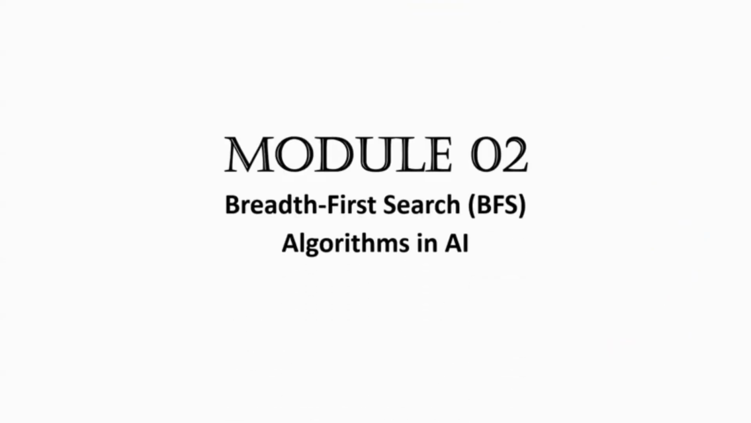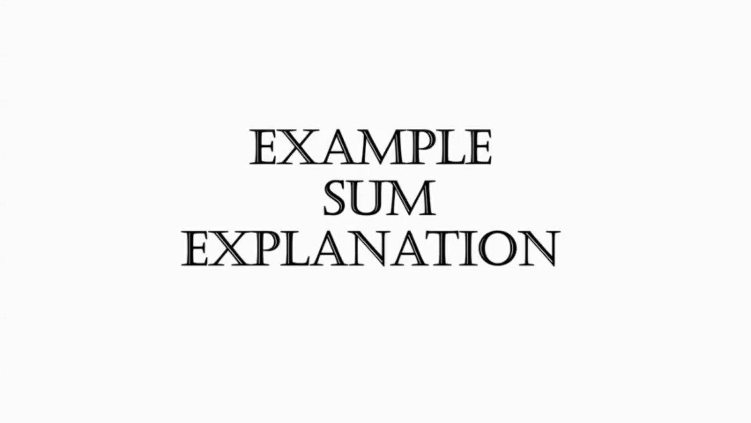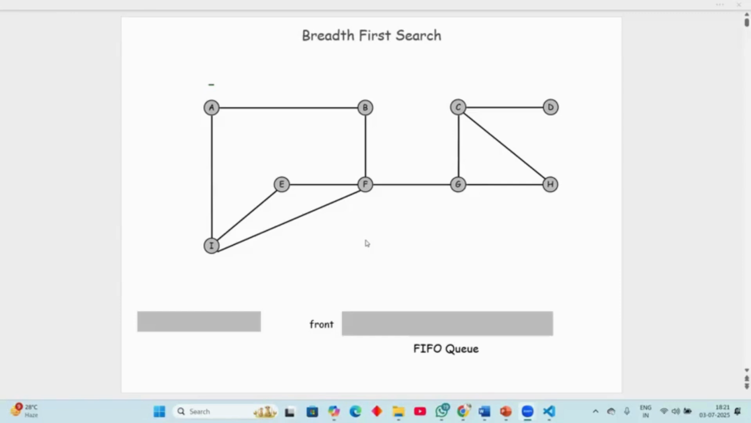Today we're discussing the Breadth First Search algorithm in AI, Part D. In this part, we discuss an example with explanation of BFS. In the given graph, we have nodes A, B, C, D, E, F, G, H, I, displayed in the graph.